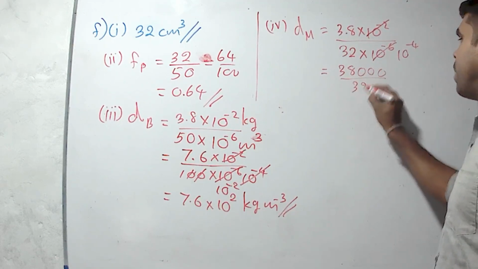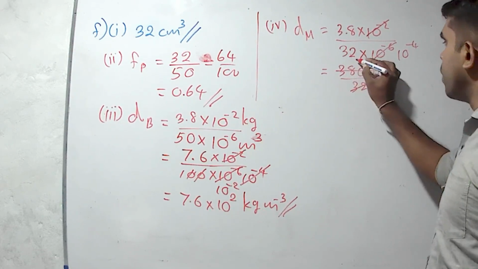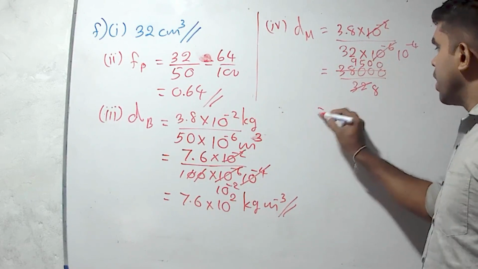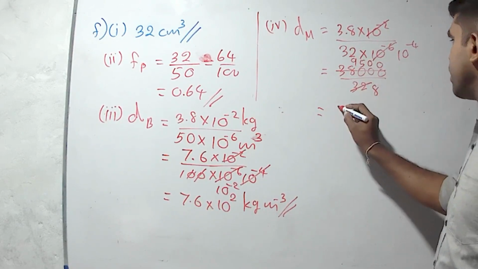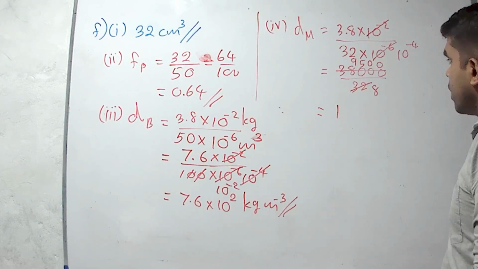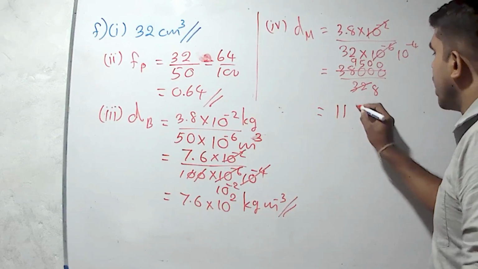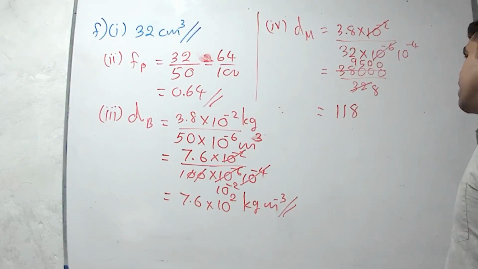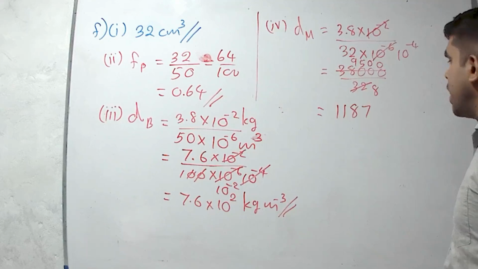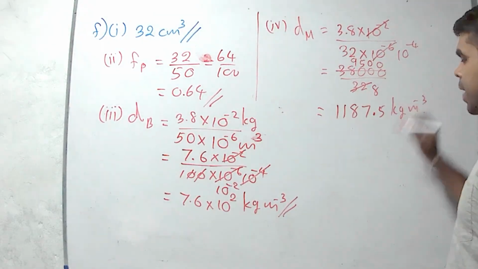Then 38,000 divided by 32. We can cancel out by 4. 8 divided by 4, 2; 9, 36. 20 divided by 4, 5, 0, 0. 9 divided by 8, 1. 1 remaining. 15 divided by 8, 1, 7 remaining. 70 divided by 8, 8, 64, 6 remaining. 60 divided by 8, 7, 56, 4 remaining. Point 40 divided by 8, 5. So 1187.5 kilogram per cubic meter.